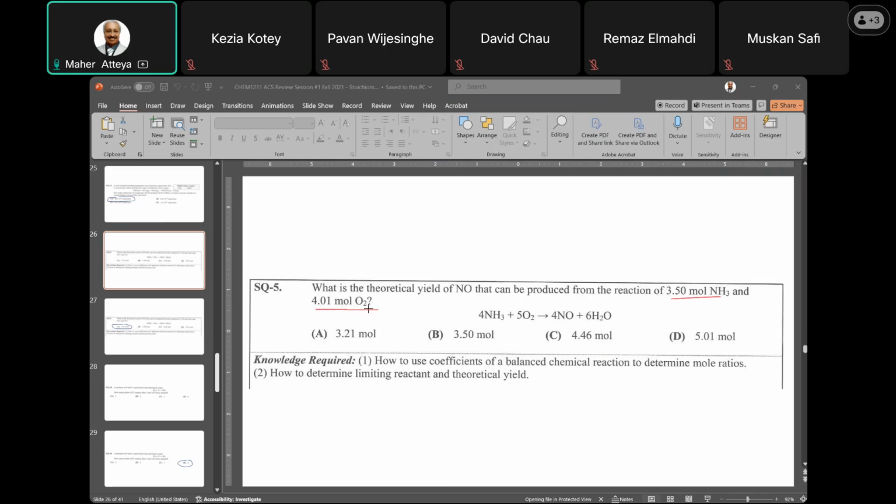Well, I have to get the yield of one of the products, correct? Let's take, for example, NO. So moles of NO based on oxygen, and then moles of the product NO based on ammonia, the other reactant, to know which one is limiting.